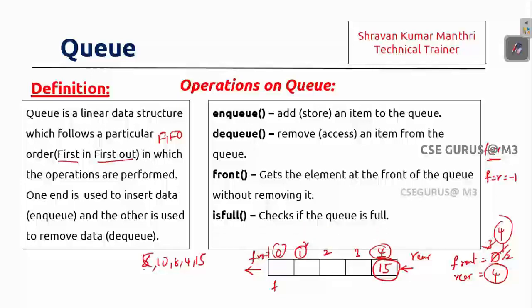Now checking is full means checking whether your queue is full according to the size of the queue, whether you have inserted all the elements. So that's what is full. Of course, is empty checks if the queue is empty. All these functions we'll try to implement. We'll try to write the programs. How to write the programs?